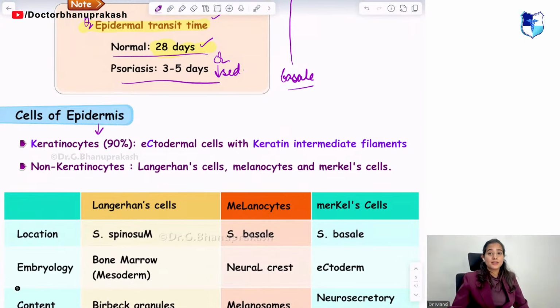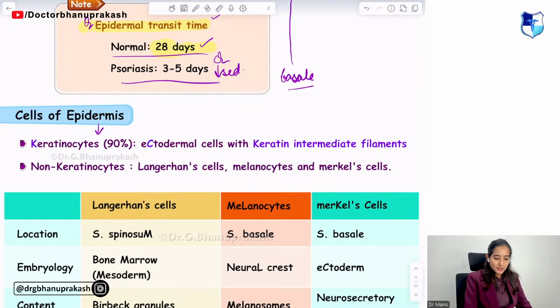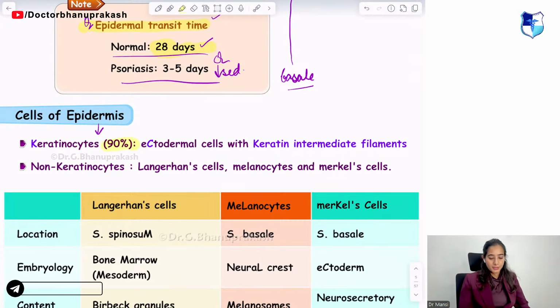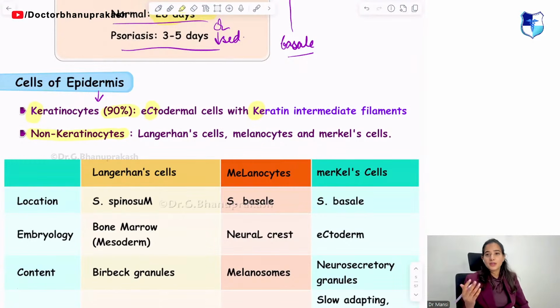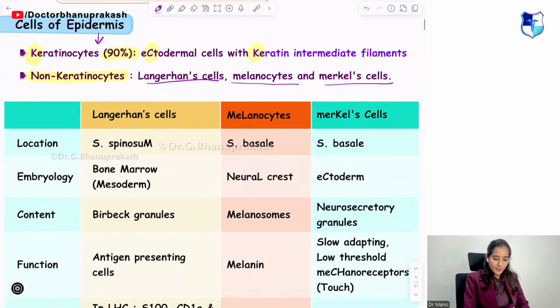Then let us talk about the cells of the epidermis. We have already discussed keratinocytes. The keratinocytes make up 90% of the epidermis, right? They are ectodermal cells, and keratin intermediate filaments are present in them. Now, among the non-keratinocytes, we have three types of cells: Langerhans cells, melanocytes, and Merkel cells. Then let us discuss each of these cells individually.